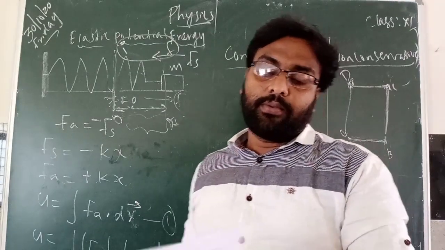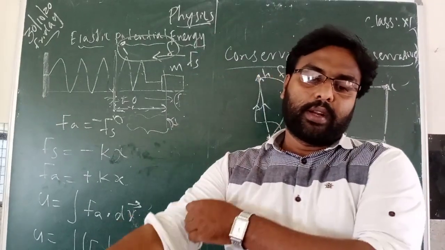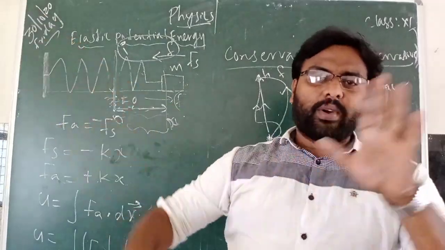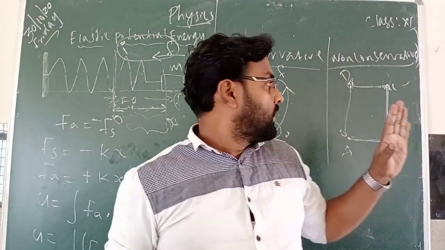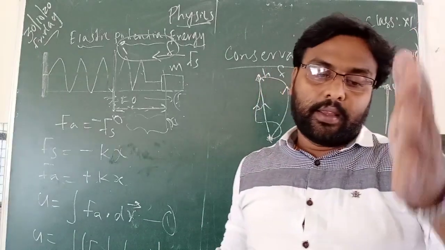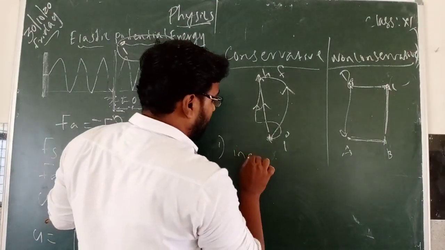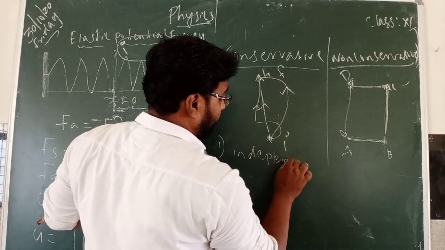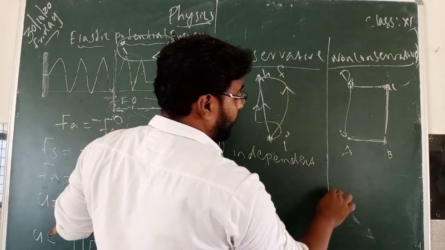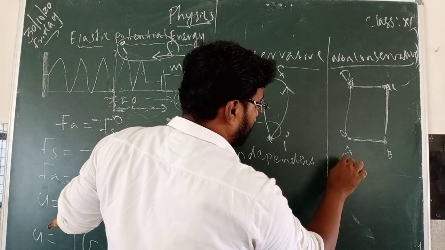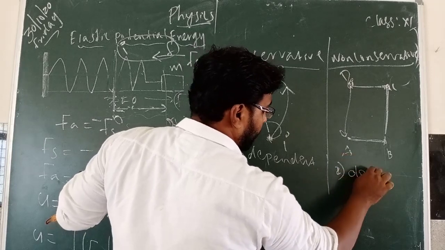Now here some differences are given in page number 4.3. 5 differences are there. First one is, work done is independent of path here, and dependent on path here.